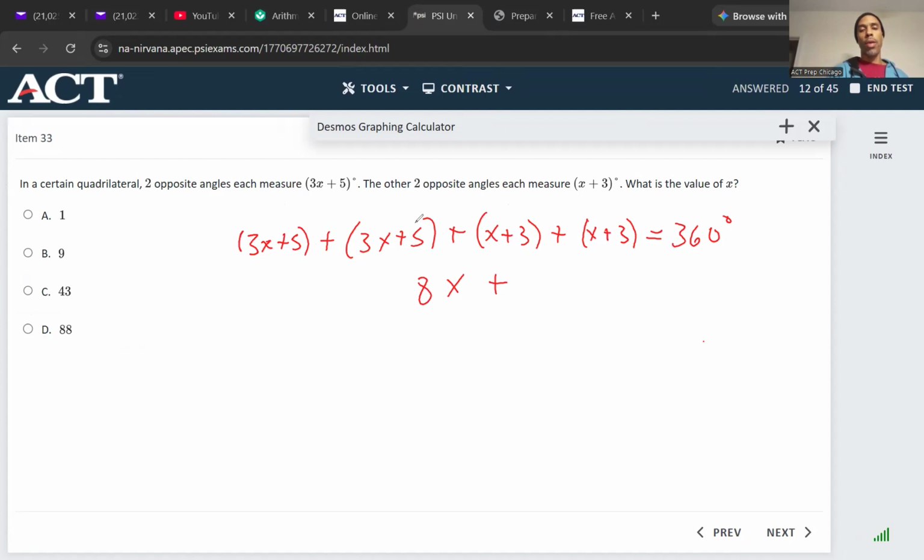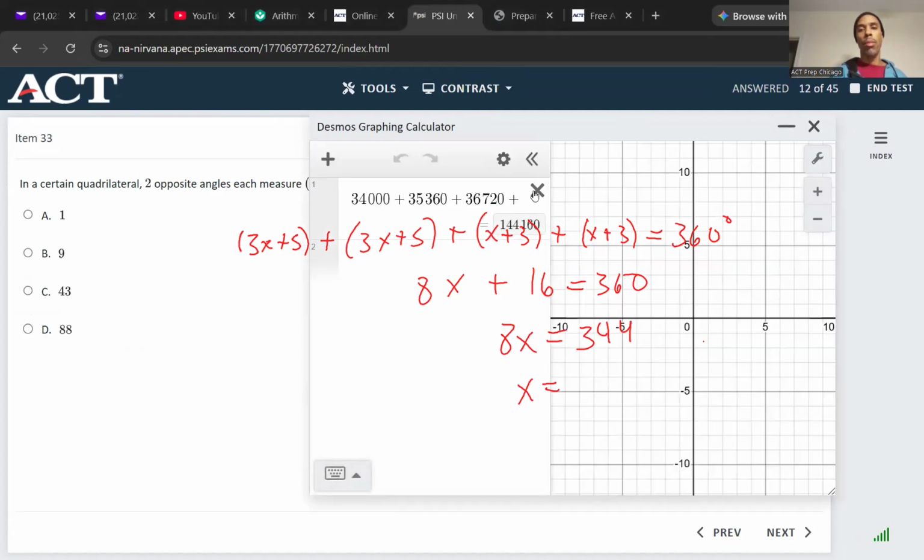5 plus 5 is 10, 10 plus 3 is 13, plus 3 is 16, equals 360. We're going to subtract 16 from both sides. 8x is equal to 344. We're going to divide by 8 on both sides. What is 344 divided by 8?